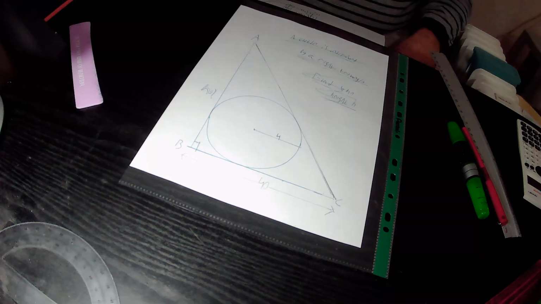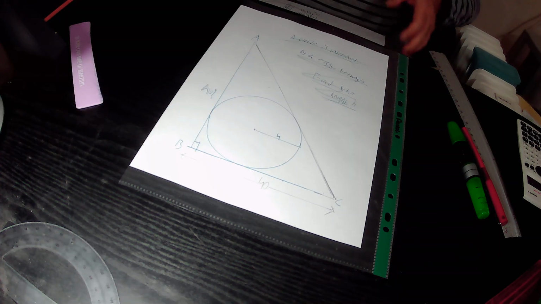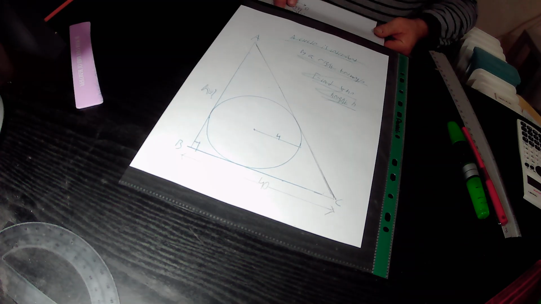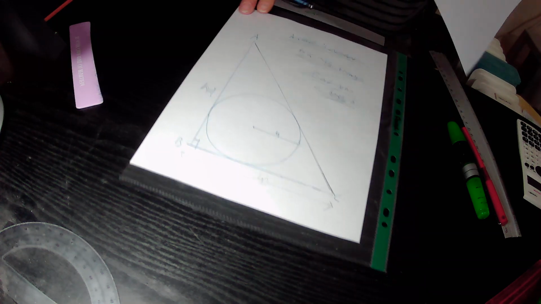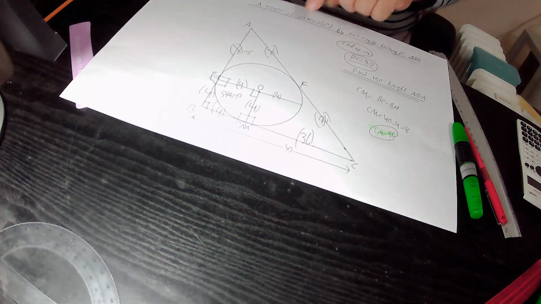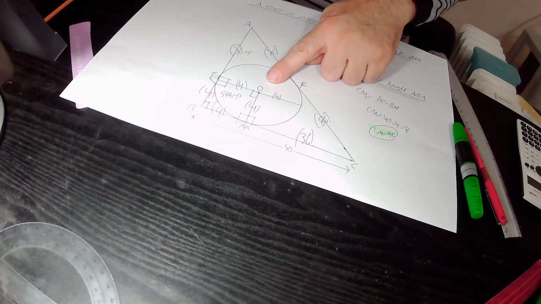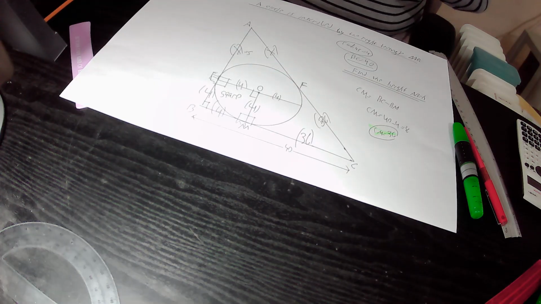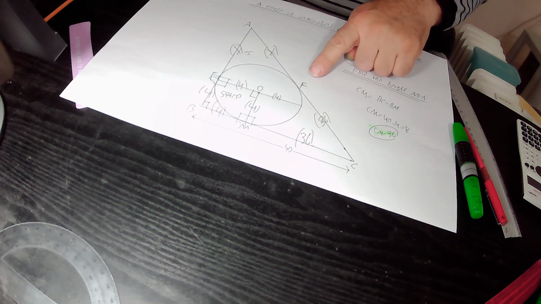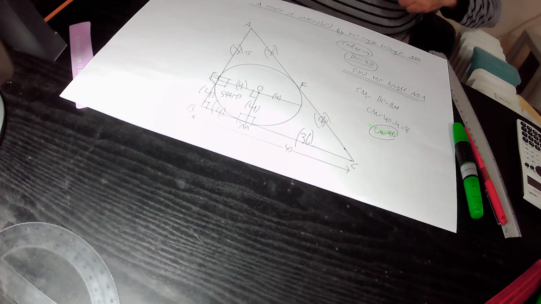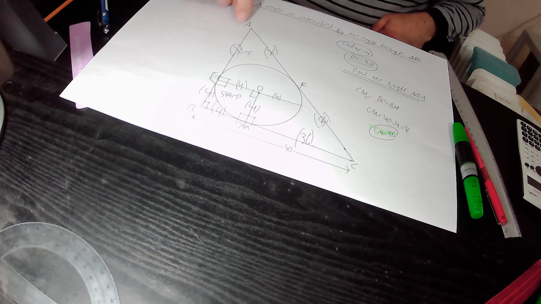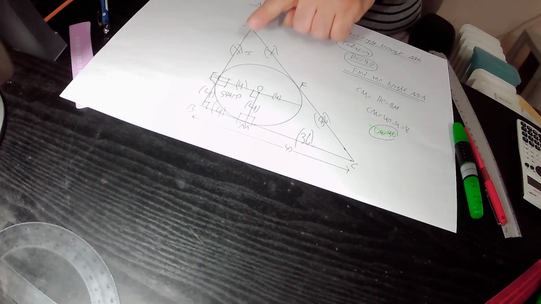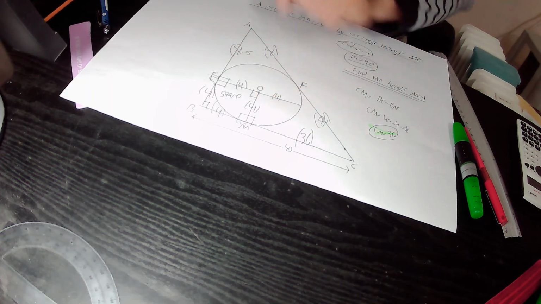So first of all, we define the relevant points to this question with letters. We define the center of this circle, this point O. We define the point of tangency of tangent AC with this circle, this point F. Likewise, we define the point of tangency of tangent AB with this circle, this point E. And finally, we define the point of tangency of tangent BC with this circle, this point M.